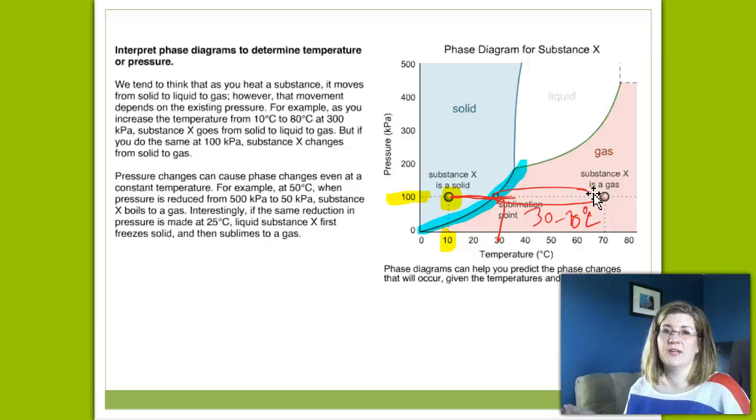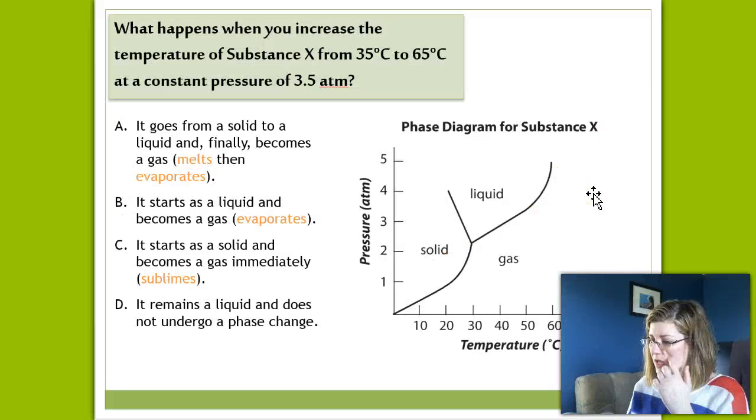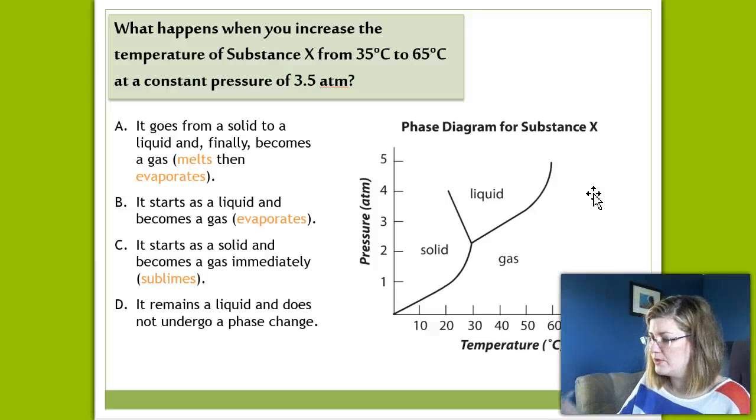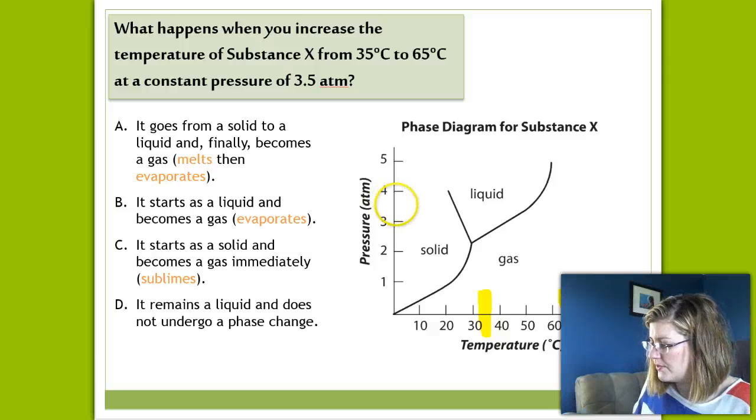Sometimes we can only do reactions in the gas phase, for example. Okay, 2 more questions. So this is talking about our changes. What happens when you increase the temperature of substance X from 35 degrees C, so that's right about here, to 65 degrees C, right about here, at a constant pressure of 3.5 atm.